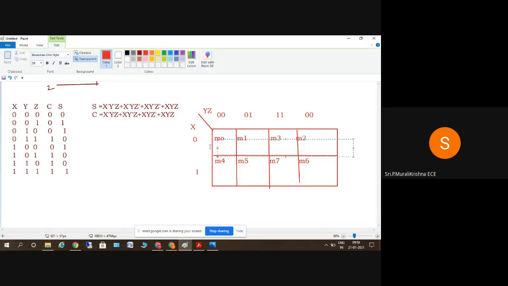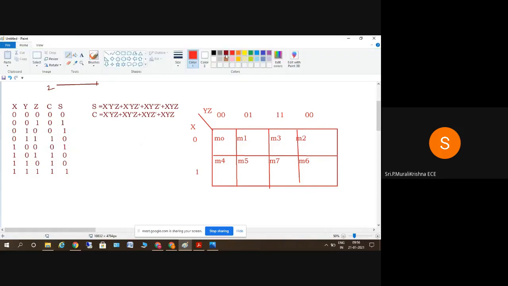So what are the min terms for carry here? The carry min terms are like 0, 1, 1. So what is 0, 1, 1? M3, sir. 1, 0, 1, and 1, 1, 0, and 1, 1, 1. So this is m3, m5, m6, m7. Yes or no? Yes, sir. Okay. Now we have to perform the K-map here.